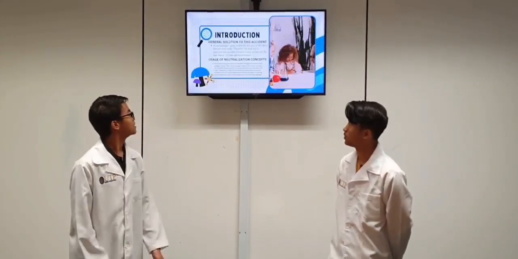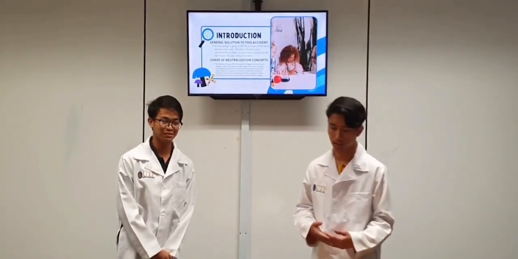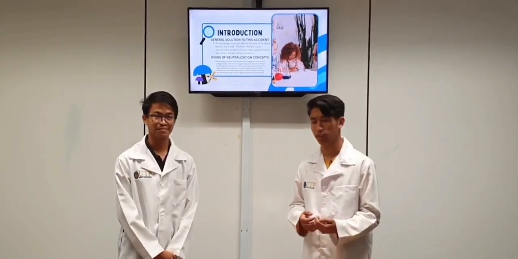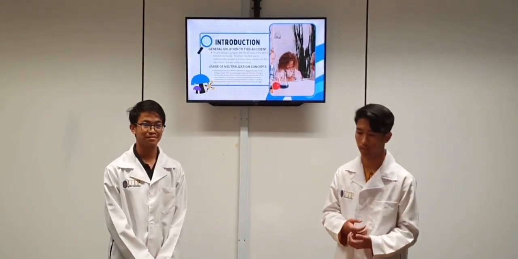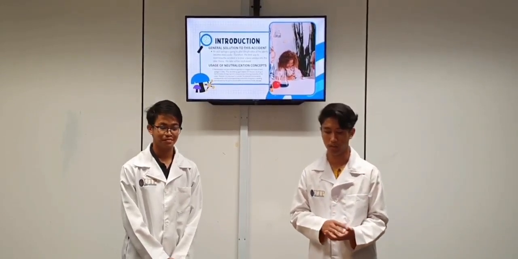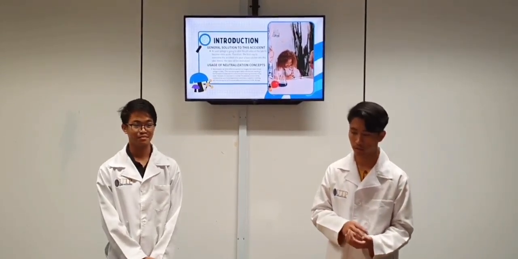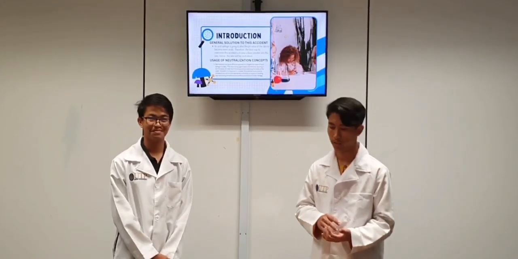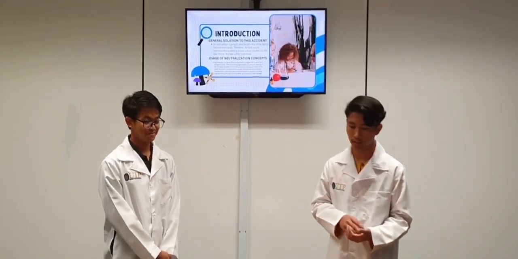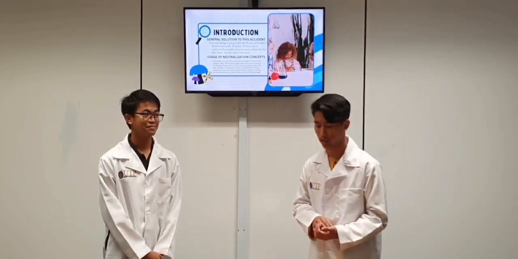Next, we move on to the next slide. As we know, for the general solution to this accident, an acid spillage is going to alter the pH value of the lake to become more acidic. Therefore, the best way to overcome this accident is to pour a base solution into the lake. Hence, the lake will be neutralized.